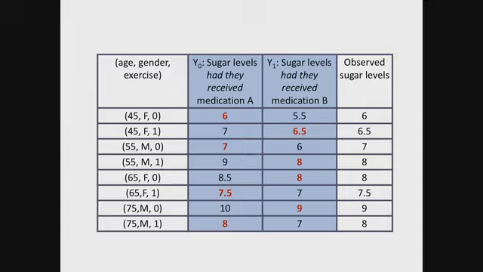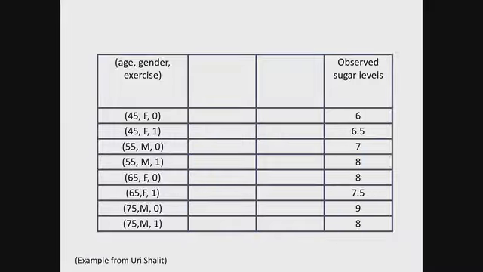And we don't know what would have happened to that individual had they received treatment B. In this case, some magical creature came to me and told me their sugar levels would have been 5.5, but we don't actually know that. That wasn't in the data. Let's look at the next line just to make sure we get what I'm saying.